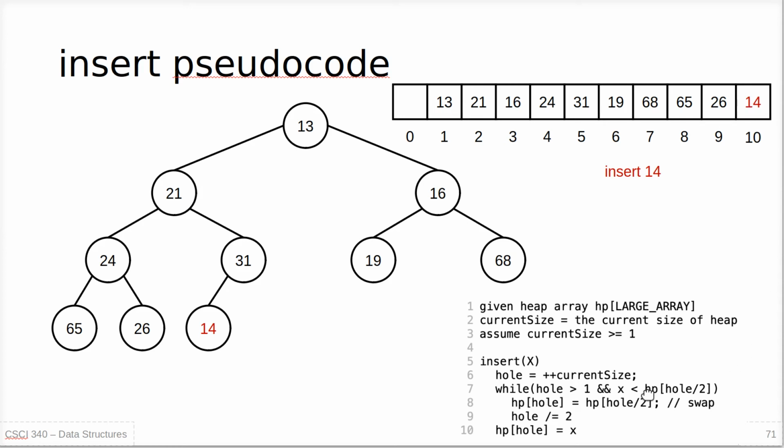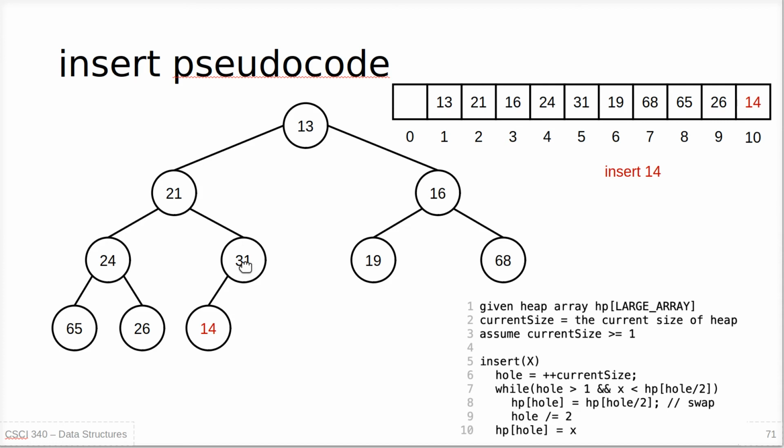So what do we ask? Is the 14, the new thing we're going to insert, less than the heap at the element hole over 2, and this is an integer division. So it's really the floor of 10 divided by 2, because hole is at 10 right now, which comes out to be an even 5, okay? So what are we doing here? We need to move up and ask, should it move up here into its parent position?